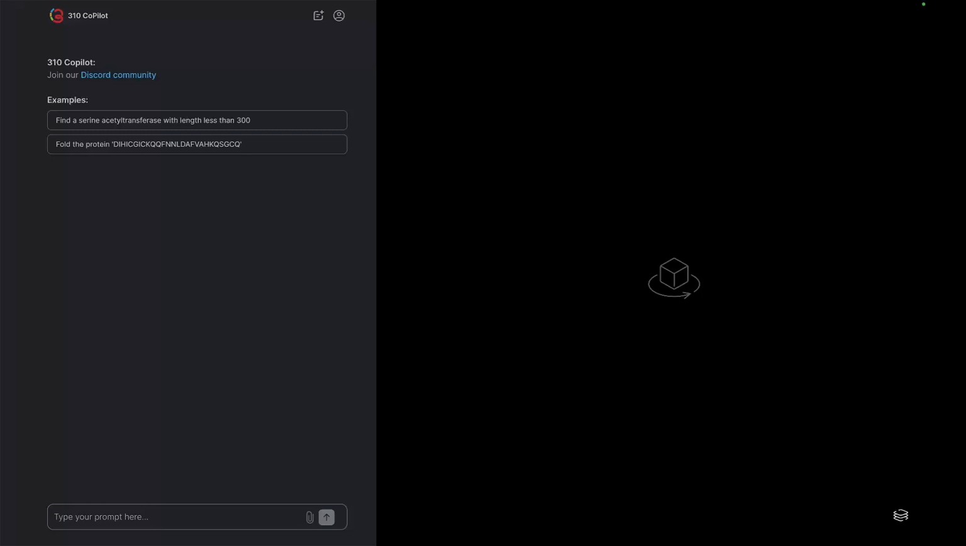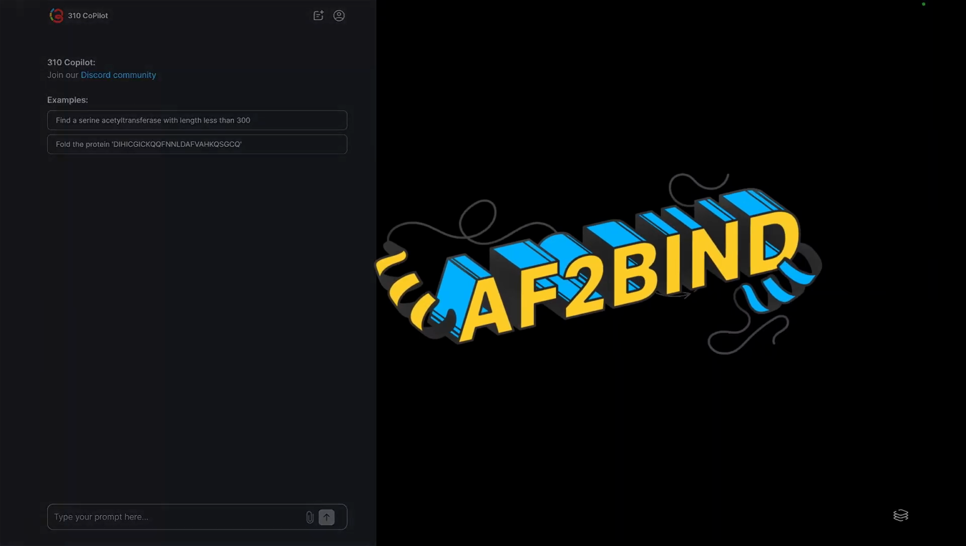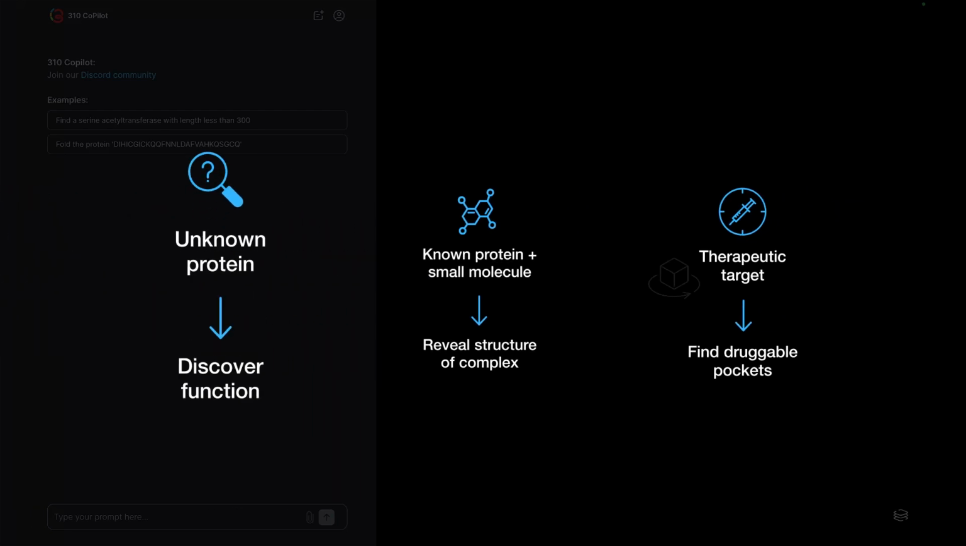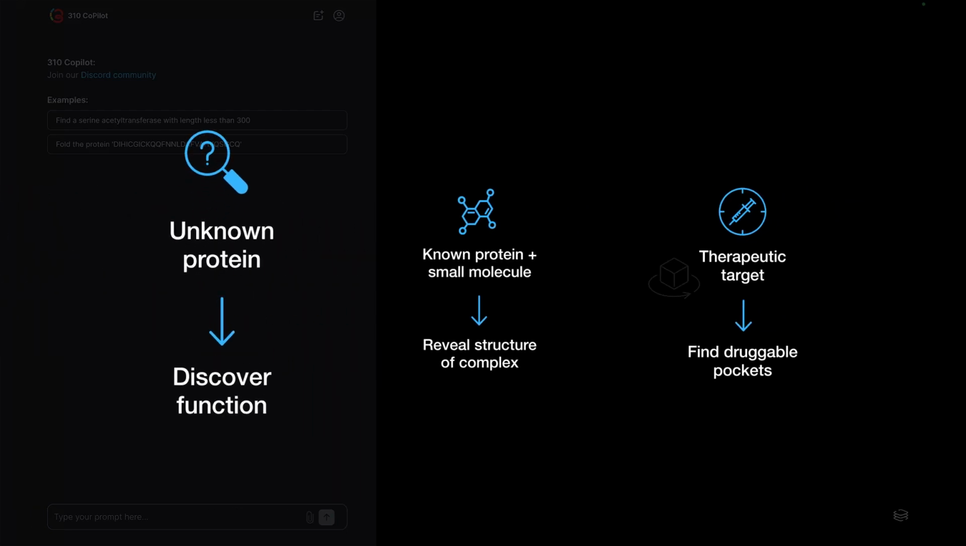In this 310 Copilot tutorial, we'll cover how to predict pockets in your protein using a method called AF2Bind. Now, why might you care about protein pockets? First, if you have an unknown protein and there's a strong pocket prediction, this might mean that it's an enzyme or maybe a small molecule receptor.